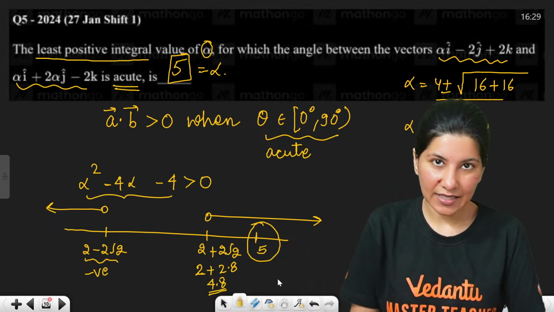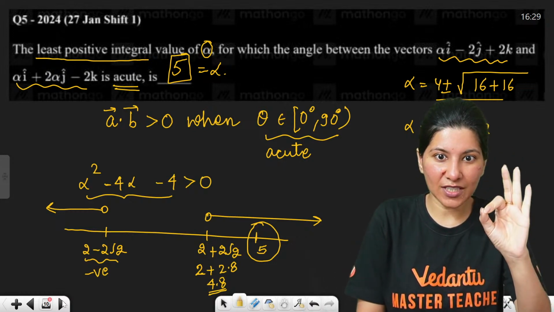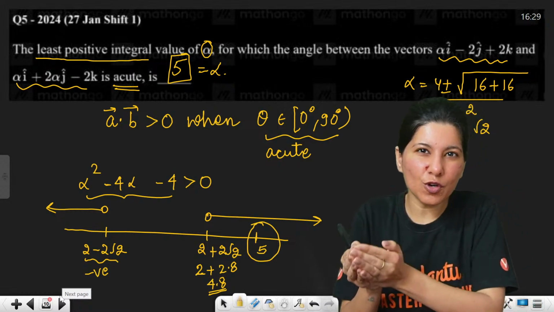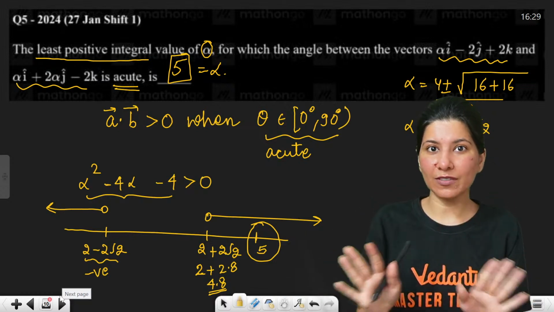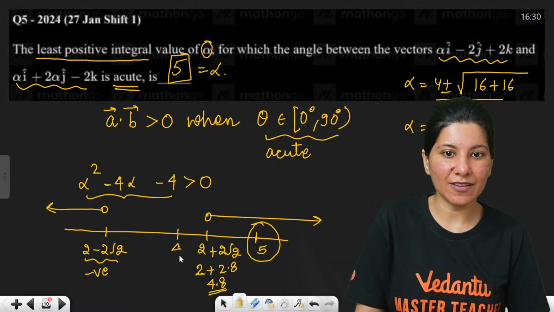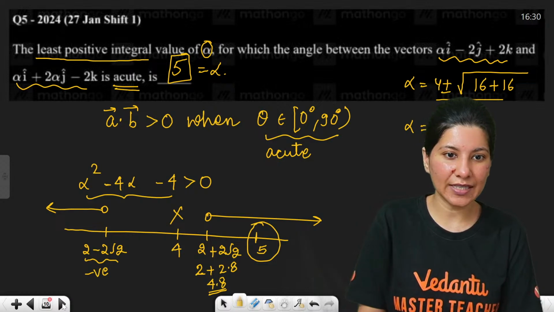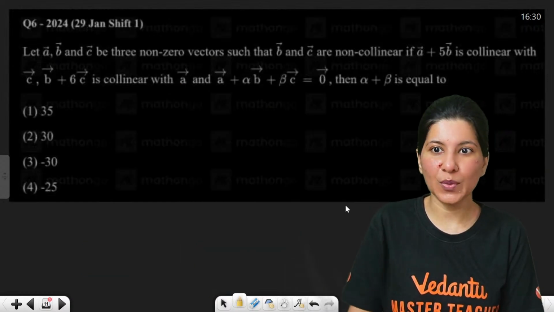Are you getting it? Why alpha is not 4 but 5? Give me a big thumbs up if you have understood this. Because alpha is greater than 4 point something. Greater than 4 point something is not 4, you cannot go. 4 will be here. Alpha cannot be this. Method of intervals, right?